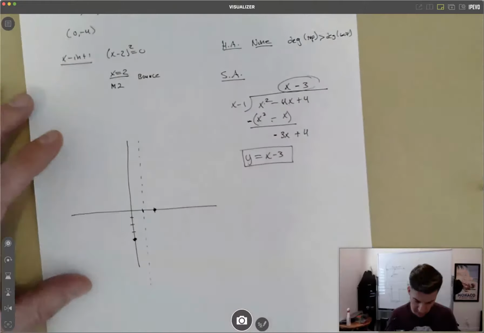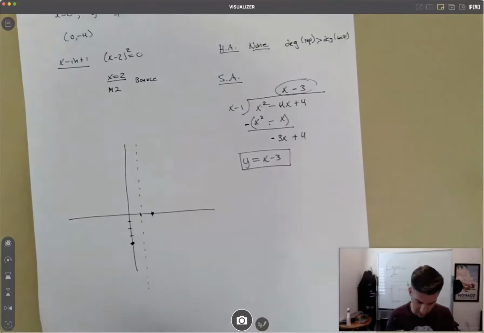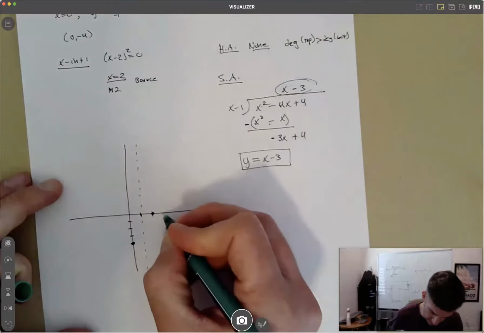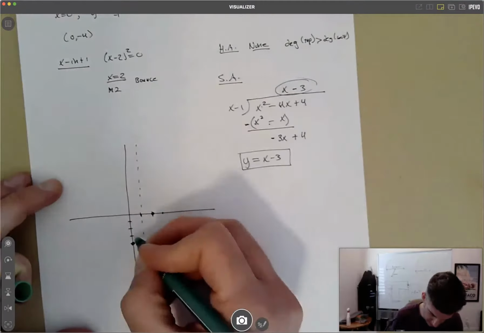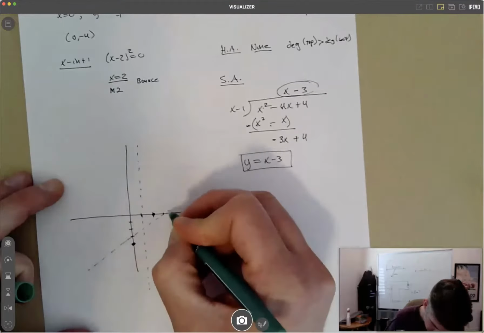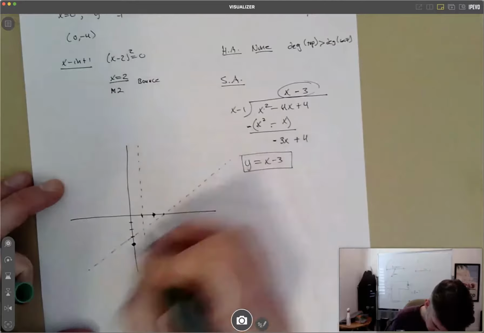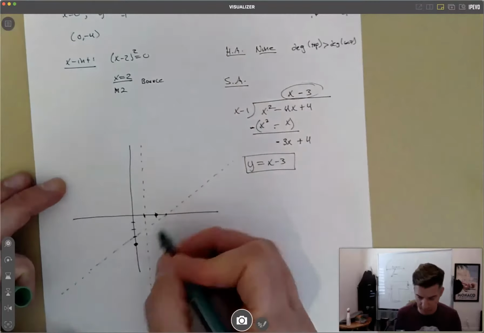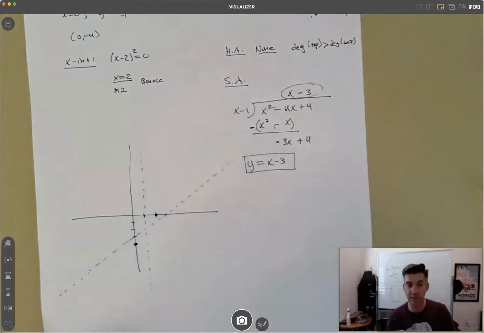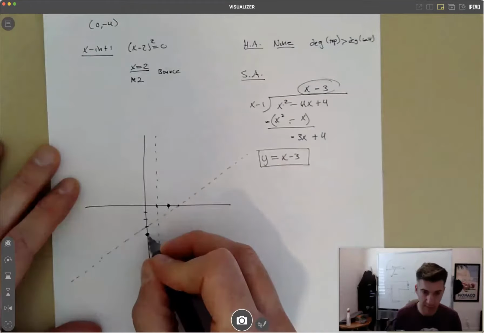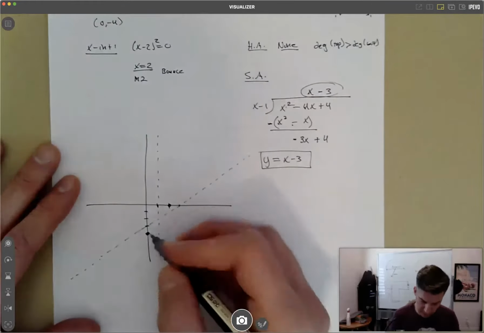So y equals x minus 3, I'm going to draw it in green here. It should go through the point -3 for y and x equals +3. So it's going to do like this. Right, we don't actually have the point 3, 0, or 0, -3, but they are the intercepts of the slant asymptote.